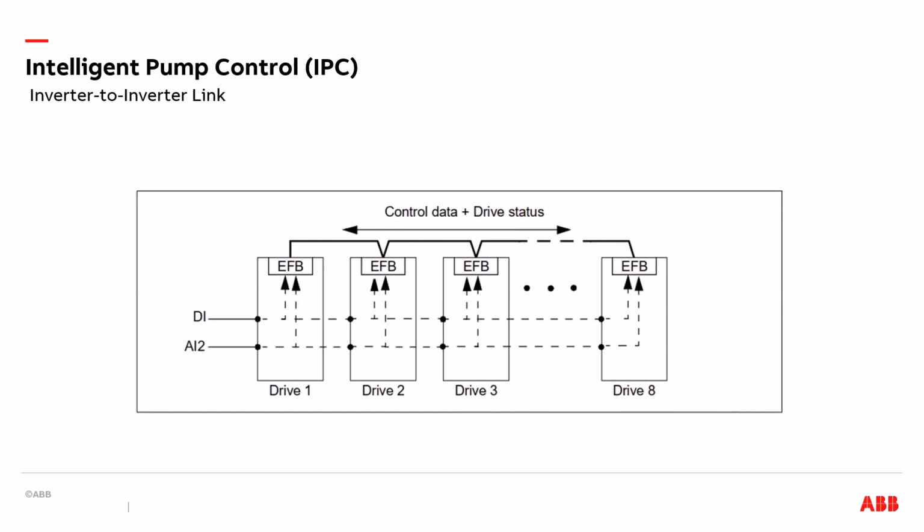In this diagram, we're showing drive 1 through drive 8 all have the embedded fieldbus connected to each other. We're showing that digital input 1 for the start stop is wired to each one of the drives, and analog input 2 will be used for a PID loop wired to each one of the individual drives. This allows any individual drive to be used as a drive master, and with the master strategy, any drive can become the master, allowing for a high level of redundancy.